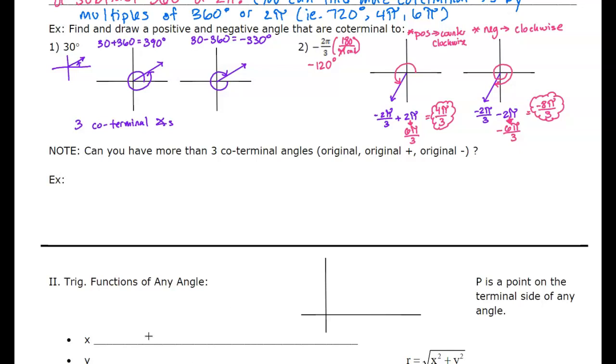For example, with that 30-degree angle we did previously, instead of adding just 360, you could add 2 times 360, which is 750. Or you could keep adding another 360 and get 1110 degrees, etc. It keeps going.